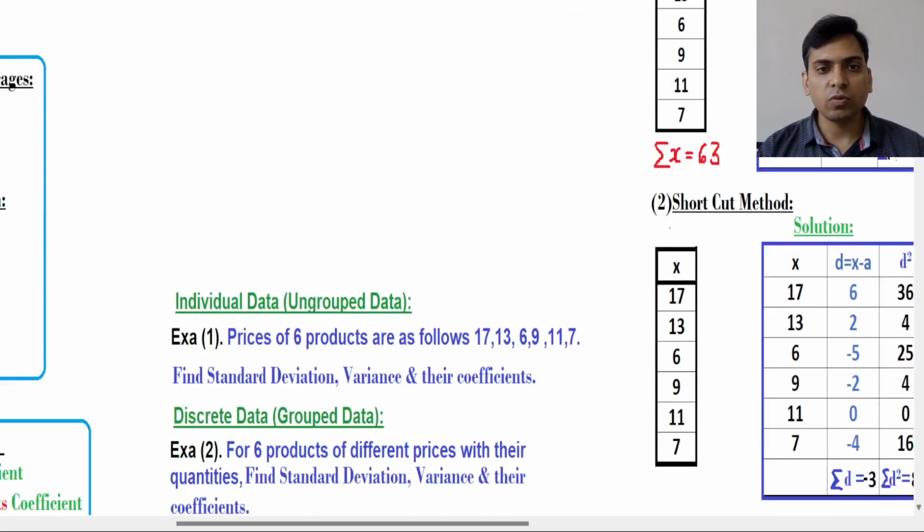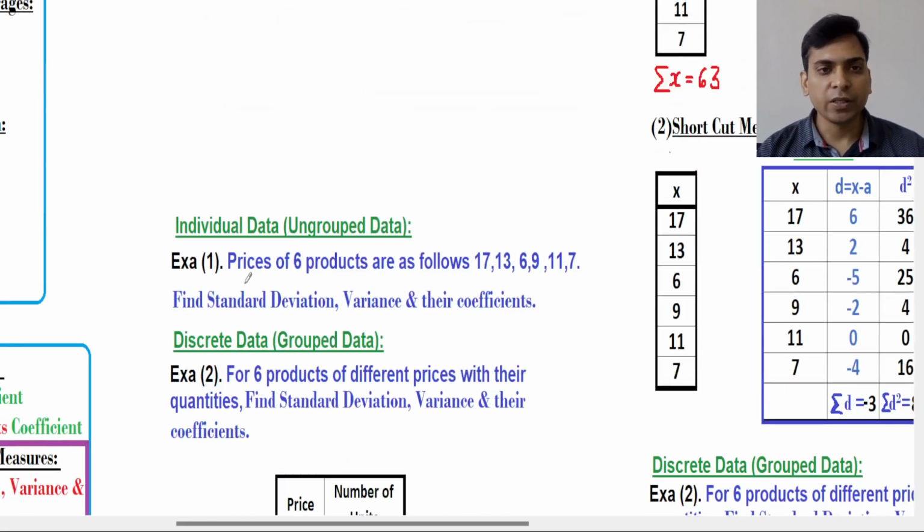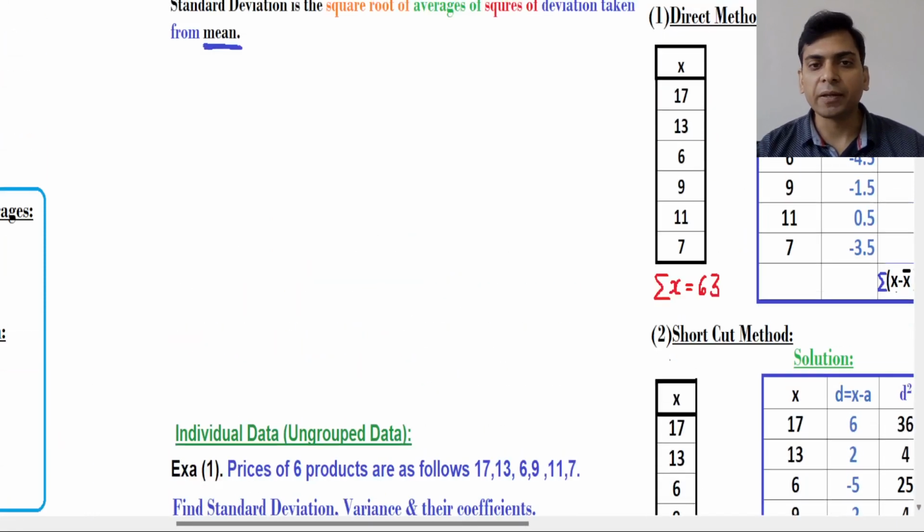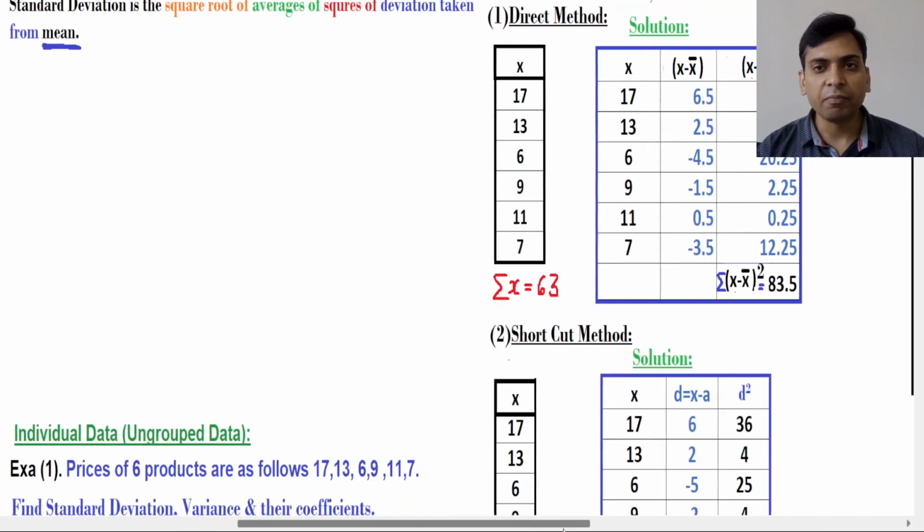So suppose we have this first question: prices of 6 products are as follows, and find the standard deviation, variance and their coefficient. Which type of data is this? Individual type of data. So the first task is always to find the mean. For this data, 17, 6, 9, 13, 11, 7, we will find the mean.